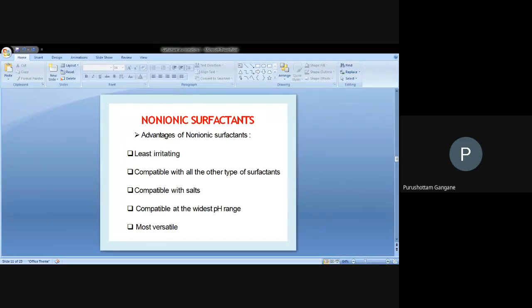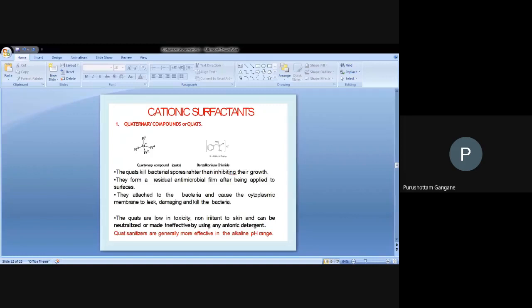So let's move toward the cationic surfactants. These are also called quaternary compounds or quats, and these are toxic in nature. I have already told you that. They kill the bacterial spore rather than inhibiting their growth. So they are bactericidal, sporocidal. They kill the microorganism.